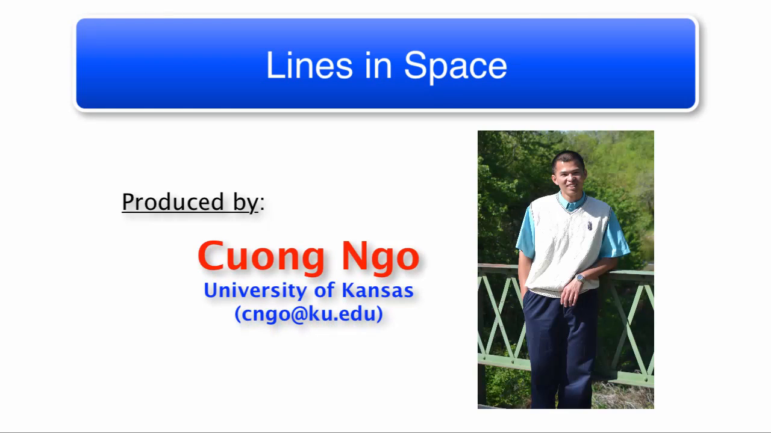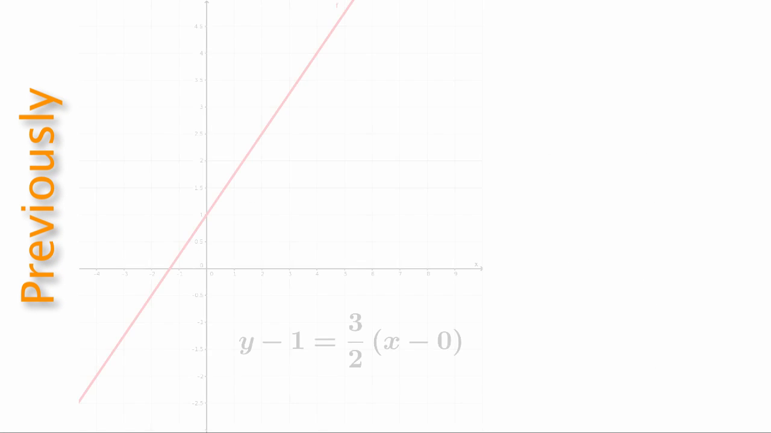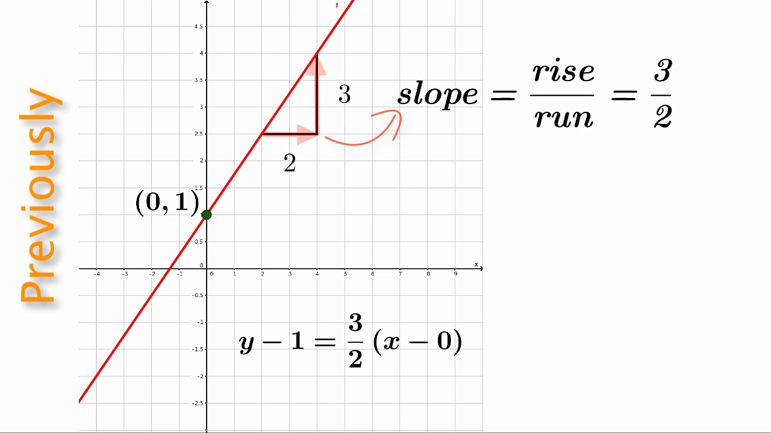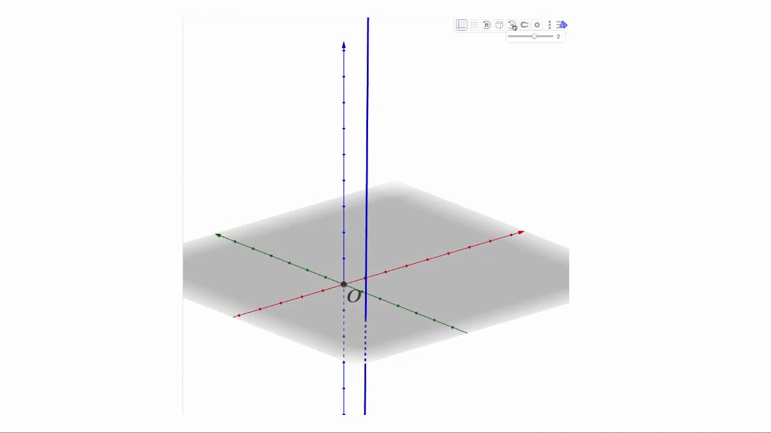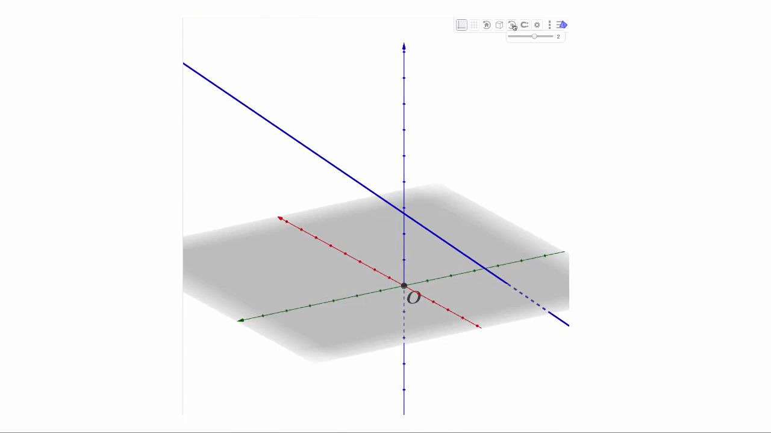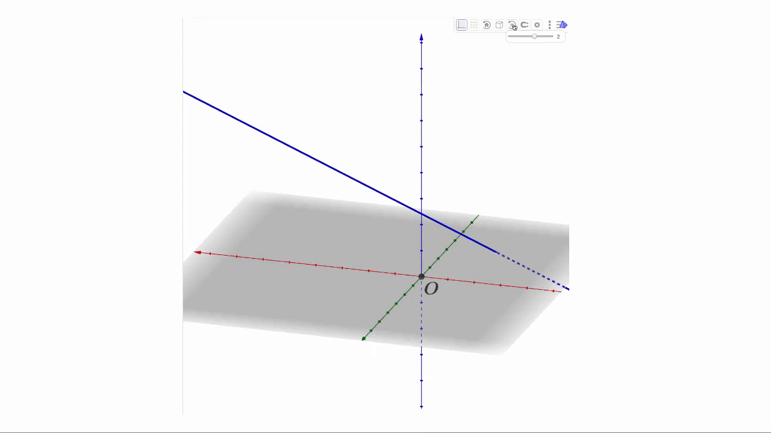Hello, and welcome to the Introduction to Line in Space. In your previous math courses, you have learned how to represent a line in the two-dimensional coordinate system, where typically the construction of the equation requires a point on the line and the slope of the same. A similar requirement holds for quantifying a line in more general dimensional settings, especially the 3D coordinate system.